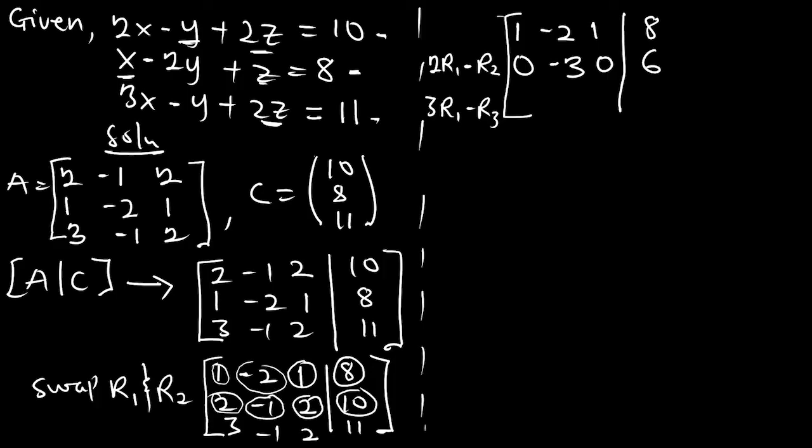On row 3, I said that is 3 by row 1 minus row 3. So here 3 by 1 minus 3, and that is 0. 3 by negative 2 minus negative 1, and that is going to give me negative 5. So when you work out, this is going to be 1 and this is going to be 13.